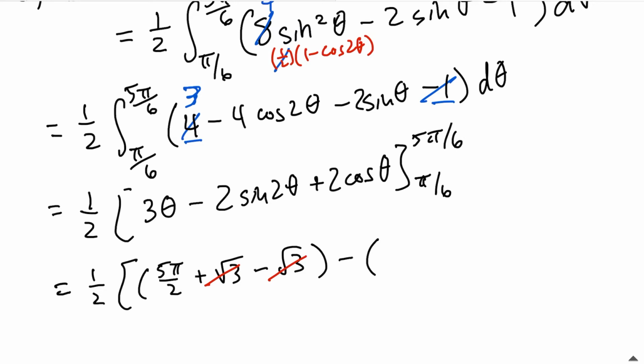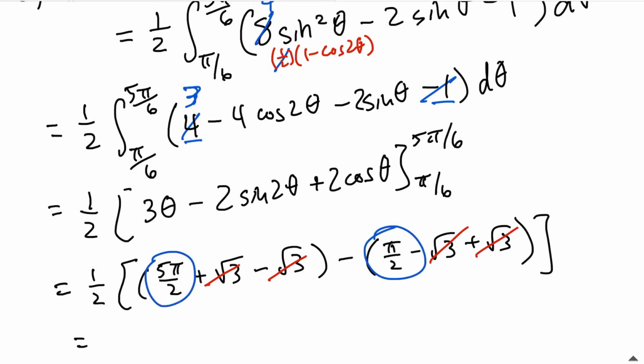And then at pi over 6, we'll have 3 times pi over 6, which is pi over 2, minus 2 rad 3 over 2, so radical 3 again, and then plus radical 3 again. So this one's going to work out really, really nicely. All the radicals cancel out, and we're going to end up with 5 pi over 2 plus pi over 2 is 2 pi times 1/2, which simply gives us 1 pi. So our answer is going to be pi. Awesome.